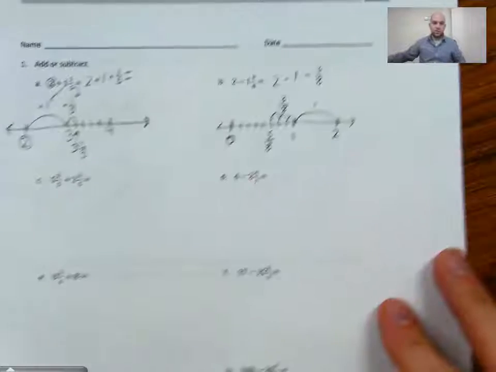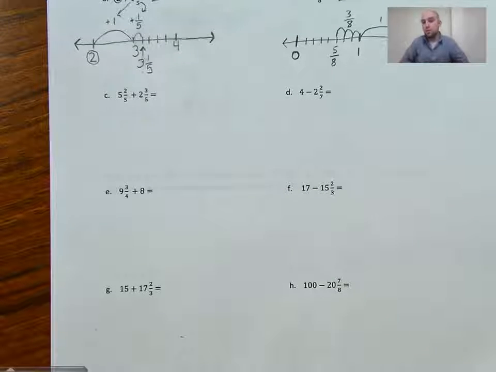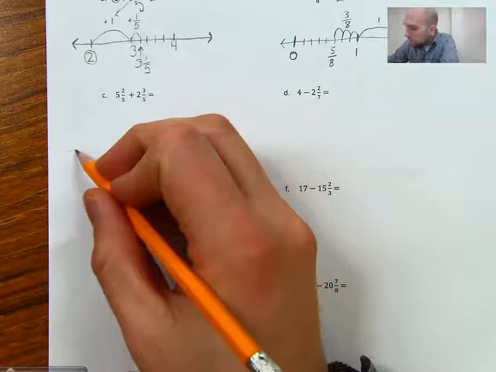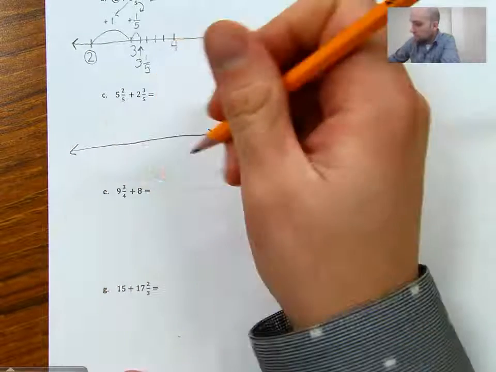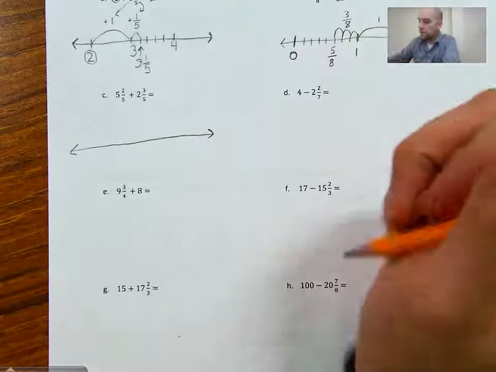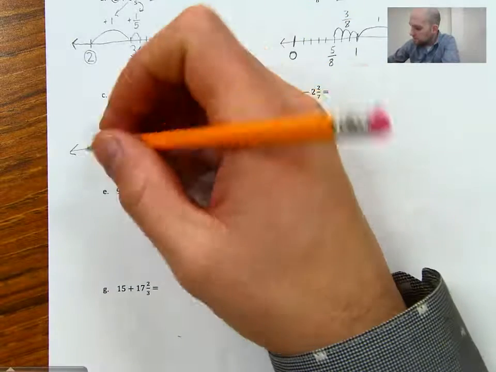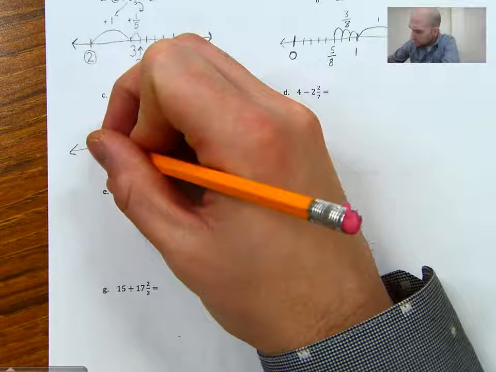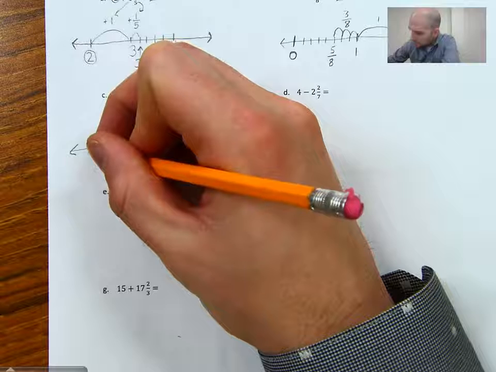All right, so let's try the next one here. Letter C, we're going to be adding again. So this time we'll start on the left side of our number line. We have 5 2/5 plus 2 3/5. So this time we have a mixed number, and then we're adding a mixed number. 5 2/5 plus 2 3/5. So maybe I'll start with 5.